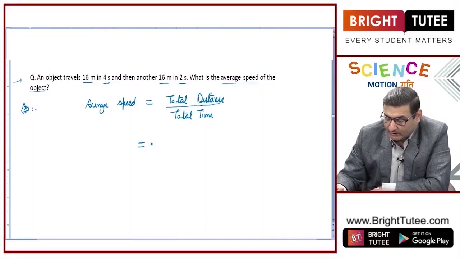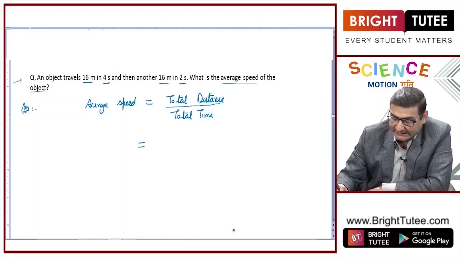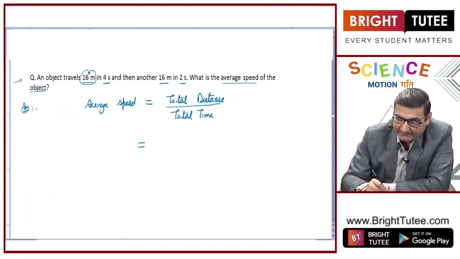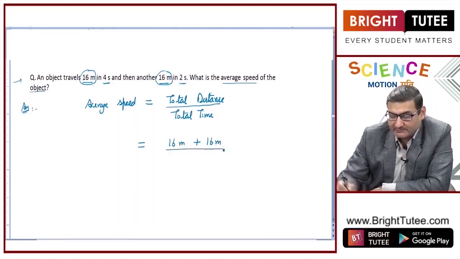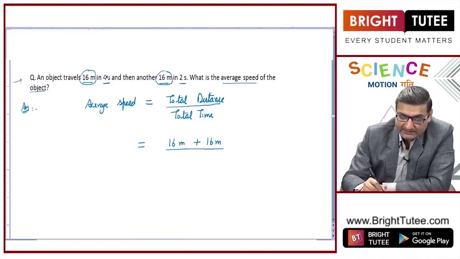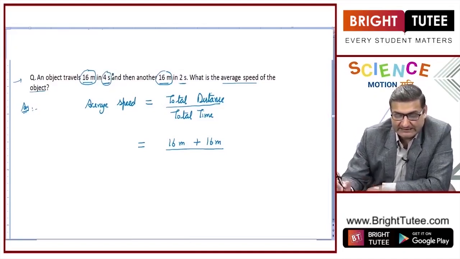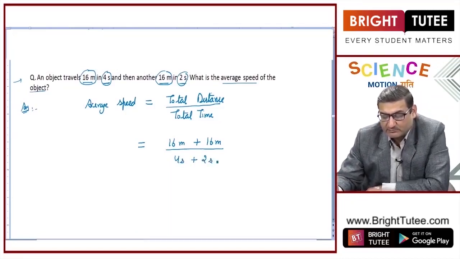Now, when I talk about the distance travelled by this particular object, I see that initially it travelled 16 meters, again it travelled 16 meters, right. So, I will add up these two distances, 16 meters plus 16 meters. Now, divided by total time taken. The first 16 meters it has travelled in 4 seconds, the next 16 meters it has travelled in 2 seconds, right. So, the total time taken is, I will add up once again, 4 seconds plus 2 seconds.